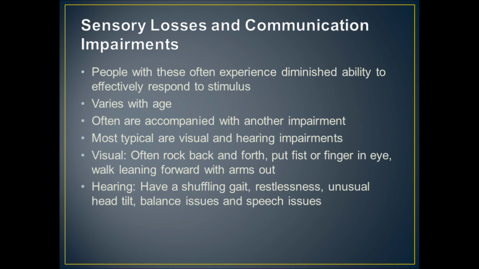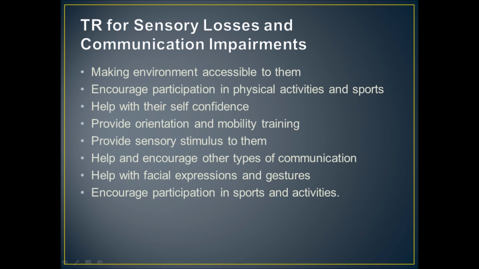So visual people, if they're blind, they often rock back and forth. They put their fists or fingers in their eyes and they lean forward. They walk leaning forward. And for hearing, they have a shuffling gait. They're restless. They usually have a head tilt and balance issues, and speech can also be an issue.